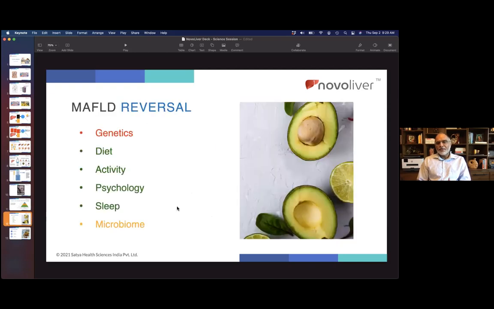So, okay, doc, how do we do this? I can't change my genetics or your genetics. So that's a red signal. I can't do anything there. A yellow signal is, could we be changing the good and bad bacteria in your system, the relative proportion of the good and bad bacteria in your system?